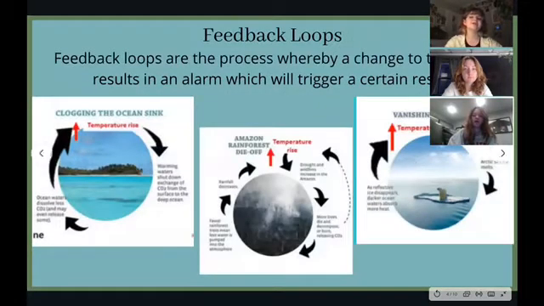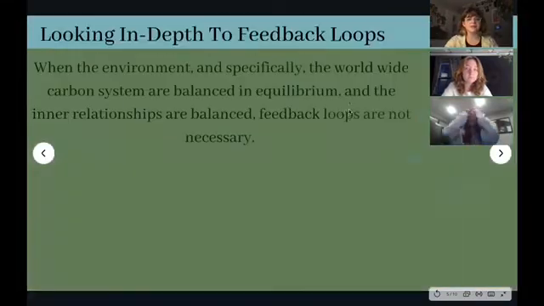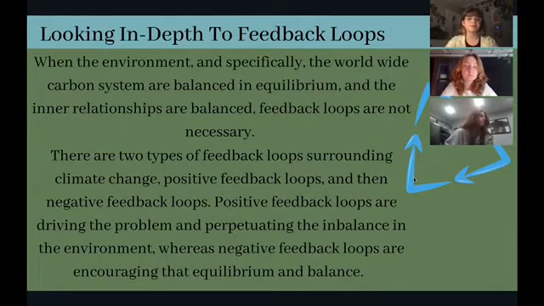All right, so now we can look more into feedback loops. Feedback loops are the process whereby a change in the system results in an alarm, which will trigger a certain result. When the environment, specifically the worldwide carbon system, is balanced in equilibrium and the interrelationships are balanced, feedback loops are not necessary. It's only when something in the atmosphere, specifically the amount of greenhouse gases and carbon dioxide, is imbalanced that feedback loops are necessary. There are two main types of feedback loops surrounding the issue of climate change: positive feedback loops and negative feedback loops.